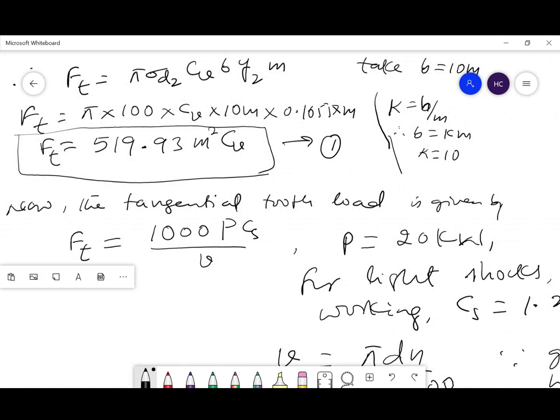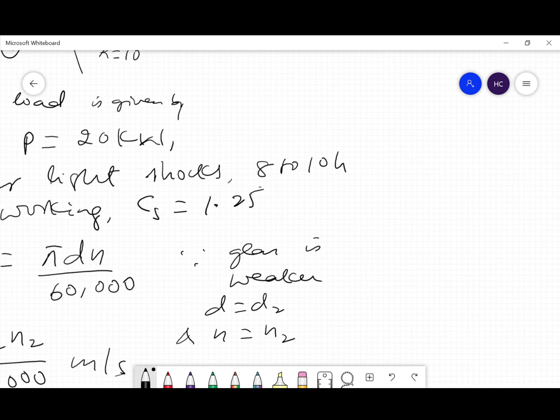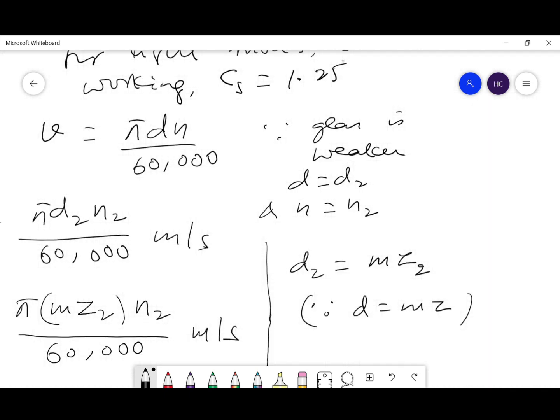Now the tangential tooth load is given by Ft. F suffix t is equal to 1000 into P into Cs by V. P is power, Cs is the service factor, and V is the pitch line velocity of the gear, that is weaker member.